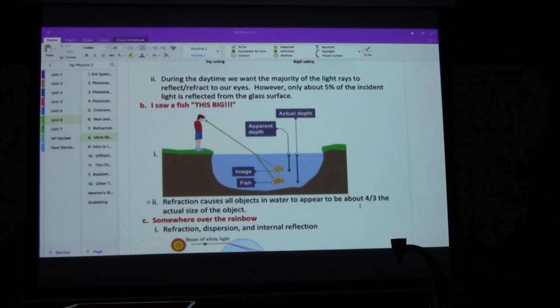Like I said, we could trace out all the ray diagrams to show why this is, but anything that appears in the water is going to look like it's about 4/3 the actual size of the object. So if you drop an object down to the bottom of a swimming pool and look straight down at it, you will notice that the object appears to be a little bit bigger than what it actually is.